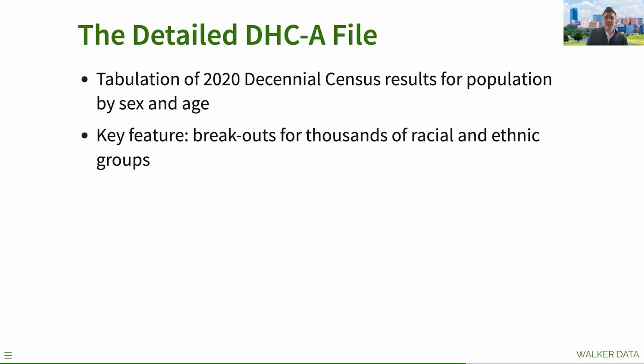So I know these data files are heavily used by organizations that work with very specific subgroups. For example, tribal organizations that are interested in looking at specific tribal breakouts. You can't get that level of granularity group-wise, typically in ACS, so you want to go to the decennial census for that. And I'm going to show you how to do some of that analysis here.